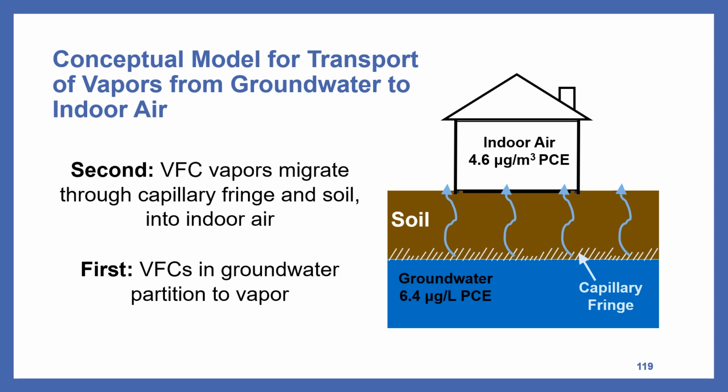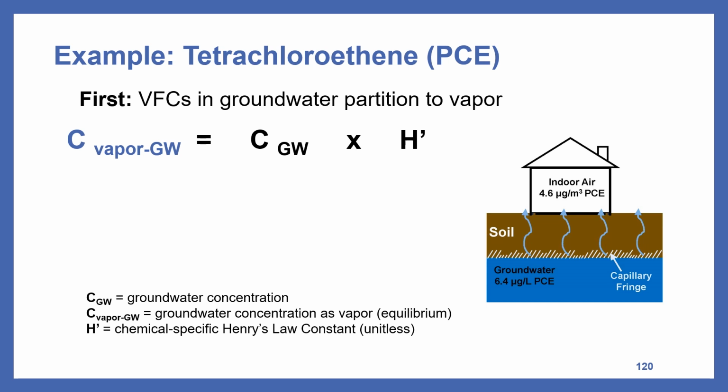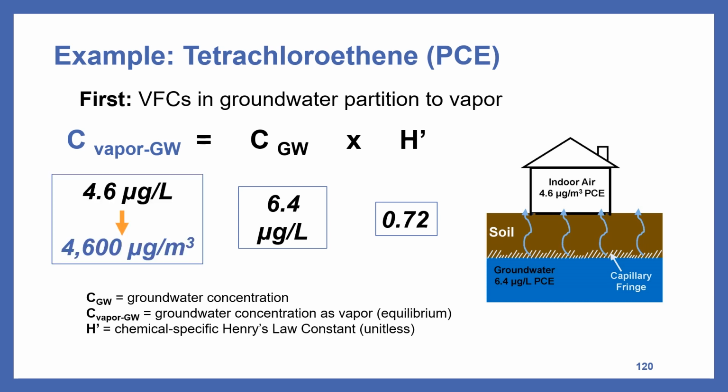For our example, we're going to use tetrachloroethene, or PCE. And so you can see in the diagram at the right, the PCE concentration in groundwater is 6.4 micrograms per liter. For this step 1, partitioning to the vapor phase in blue here, we're going to take the concentration in the groundwater, 6.4 micrograms per liter, and multiply that by the chemical specific unitless Henry's law constant, which you can get from the US EPA RSL's chemical parameters table. And that comes out to be 4.6 micrograms per liter. That's not a typical unit we use for the vapor phase, right? And so we do a unit conversion, and we end up with 4,600 micrograms per cubic meter.